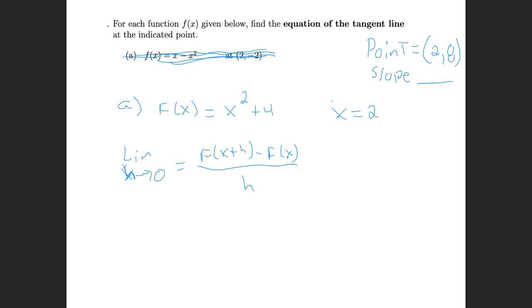So if you came up with 2x as your derivative, a derivative is a function that you use to find the slope at any given point. So now if you wanted the slope at 2, you just plug 2 into the 2x and you end up with 4. That 4 would be your slope, not 2x. 2x is a function that gives you the slope at any given point on that graph.